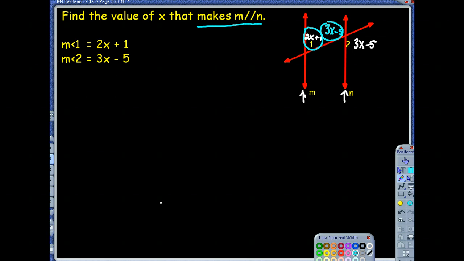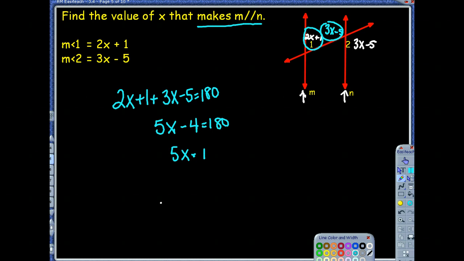Okay, so I can write an equation because I'm solving for an x. What would that equation look like? 2x plus 1 plus 3x minus 5 is equal to 180. And again, we're trying to find what value makes this parallel, and the only way these can be parallel is if those add up to 180. So we get 5x minus 4 equals 180. And then 5x equals 184, and the value of x is 36.8.